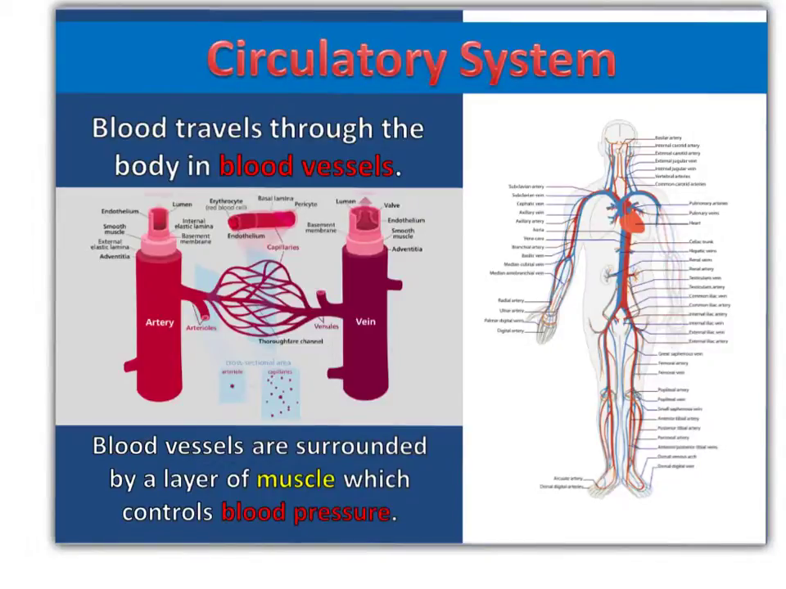Okay, what are blood vessels? Blood vessels are basically surrounded by a layer of muscle, but they're just kind of little streets that your blood travels through. It's how the blood travels. It's kind of the streets of your body. Your next question says, what are the blood vessels surrounded by that controls blood pressure? It's surrounded by a layer of muscle.